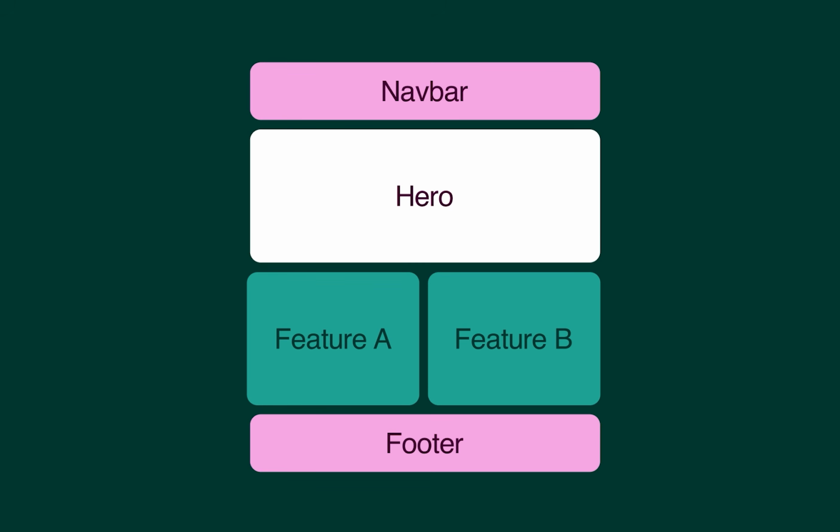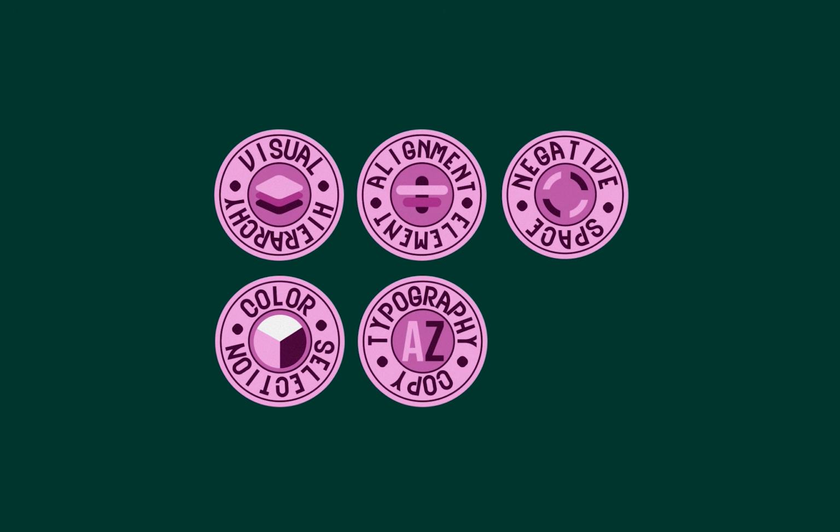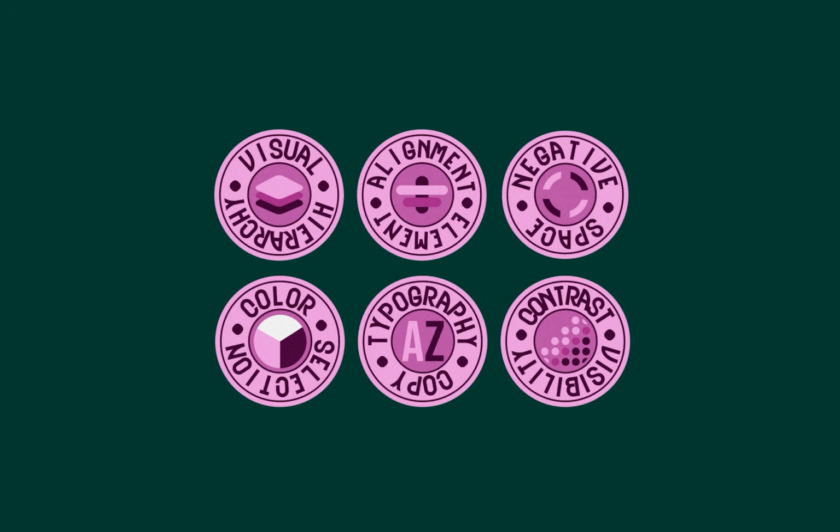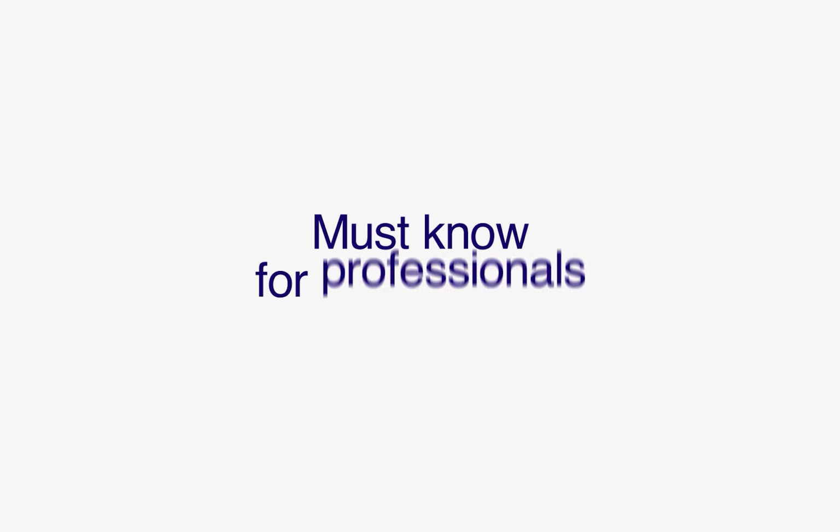Throughout this course, we're going to be learning the 6 principles of web design, which are visual hierarchy, alignment, negative space, typography, colors, and contrast. We're also going to be using the free software, Figma, which is a must-know if you are serious about doing any sort of UI UX and web design work.